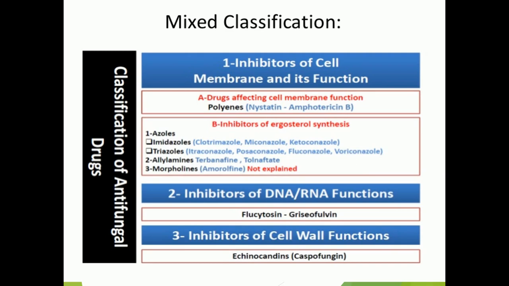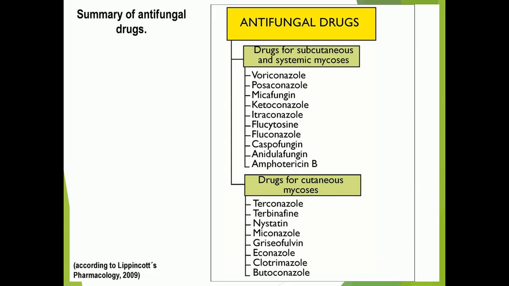The next one is allylamines, which include terbinafine and tolnaftate, while another one is morpholines, amorolfine, which are not explained here. The second category is inhibitors of DNA and RNA function, that is flucytosine and griseofulvin, while the third is inhibitors of cell wall function, that is echinocandins or caspofungin. This is a general classification of antifungal drugs along with their mechanisms.